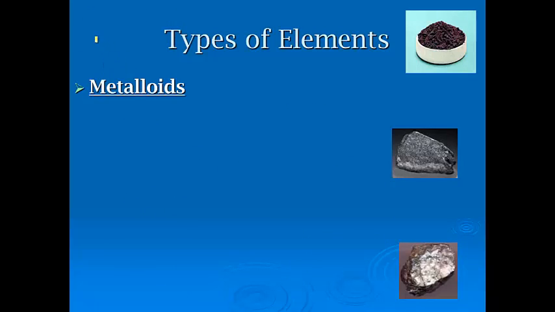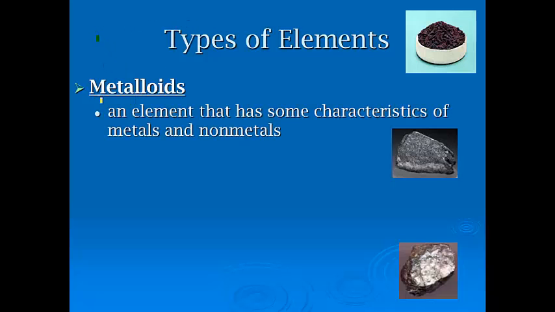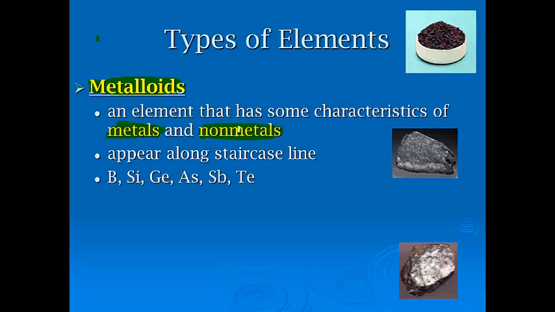All right, kind of like Goldilocks and the Three Bears, we've got the metals, we've got the nonmetals, and then we've got the metalloids. Metalloids are elements that fall right smack in the middle. They've got some characteristics of metals and some characteristics of nonmetals. So both of those are going to be in play there. They appear along a staircase line on the periodic table.